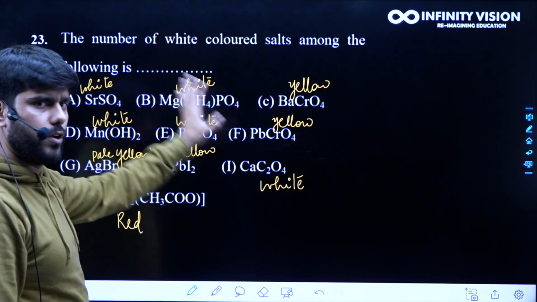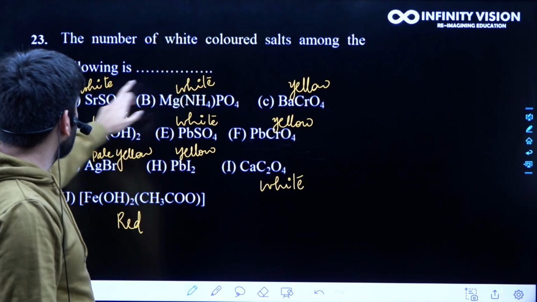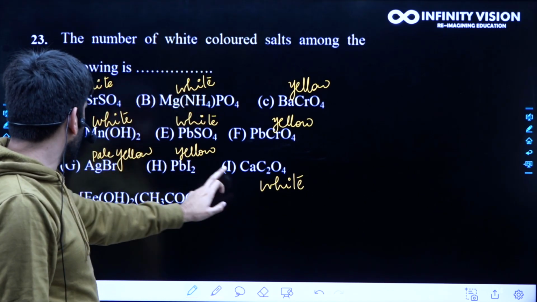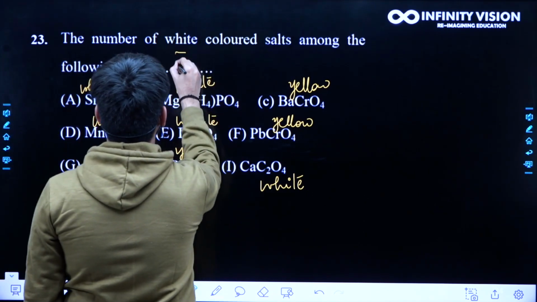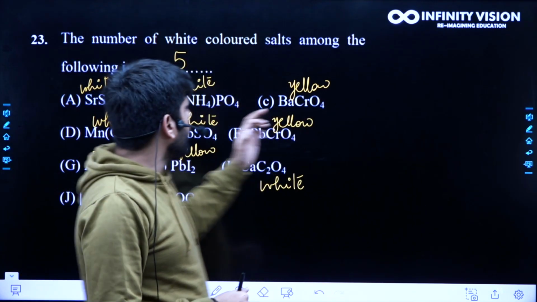So based upon salt analysis, let us see how many white colored salts we have. 1, 2, 3, 4, and 5. So the answer is 5. I hope this is clear to you. Let us move to the next question.